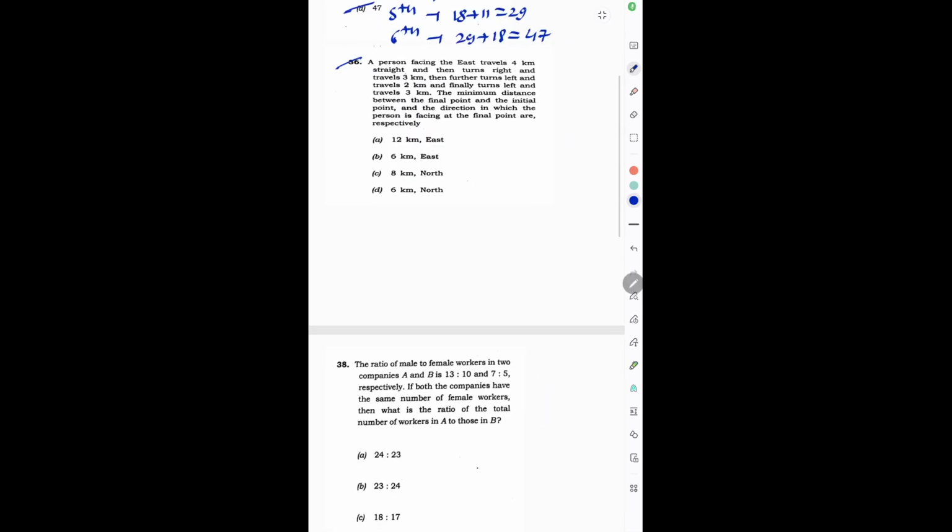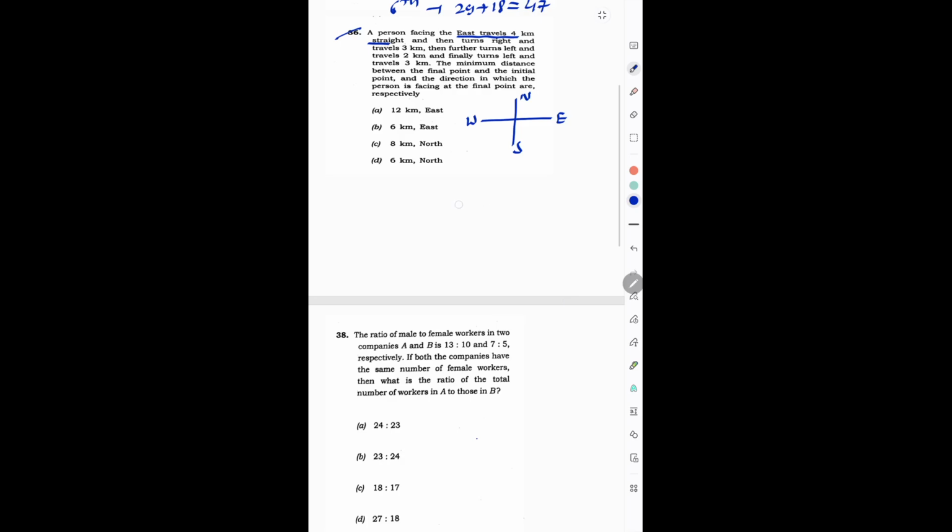Next question, question 36. A person facing east travels 4 kilometers straight. So this is the map: north, south, east, west. The person facing east travels 4 kilometers. Then he turns right and travels 3 kilometers.